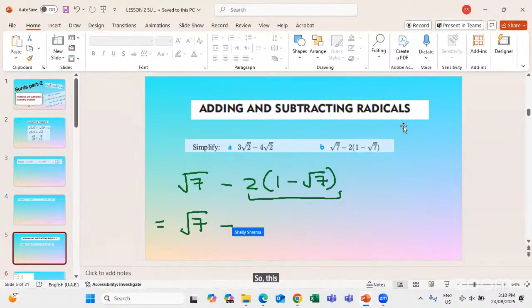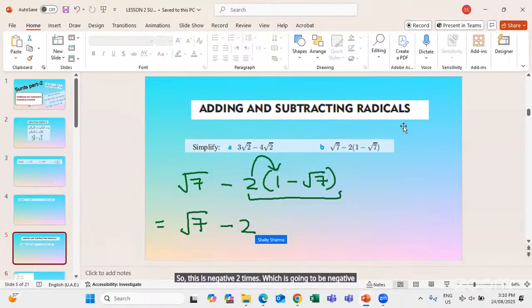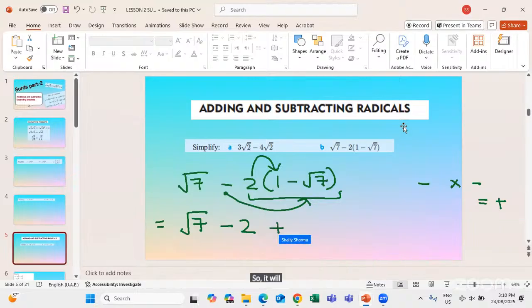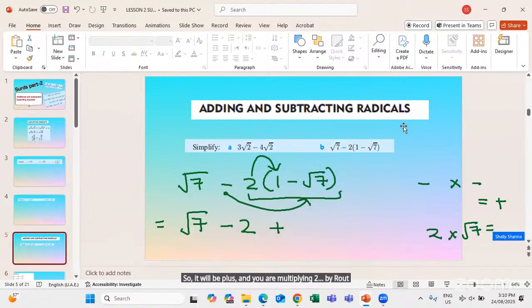So this is negative 2 times 1, which is going to be negative 2. Then you have negative 2 times negative root 7. A negative number times a negative, your result will be positive. So it will be plus, and you are multiplying 2 by root 7, which is just 2 root 7.